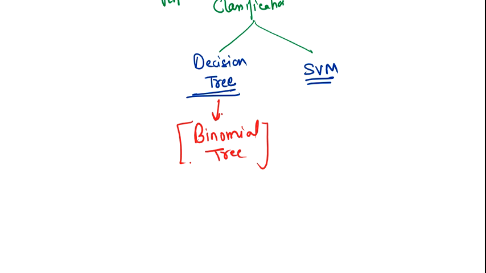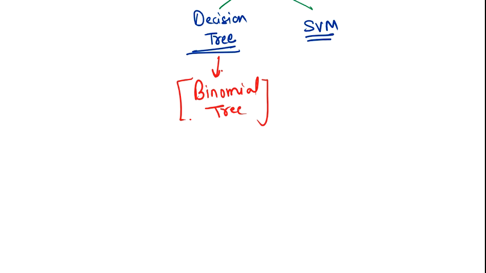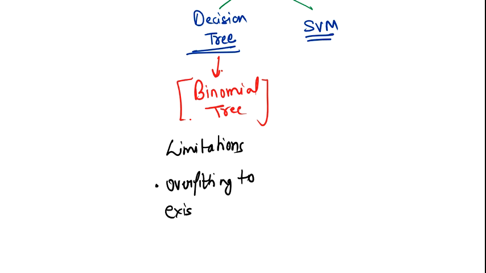But in case of machine learning, there are some major limitations with the decision trees, that it suffers from overfitting to existing data. Write down the limitations. Overfitting to existing data.